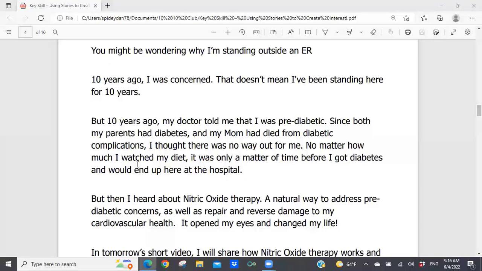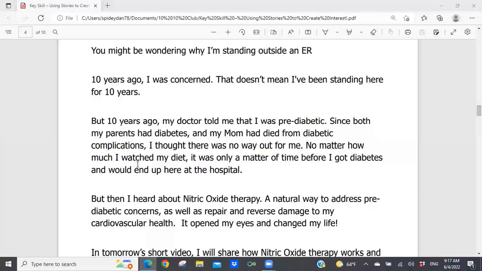And so the information that David's sharing really can be impactful, especially if people are looking for a way so that they don't end up at the hospital like David did. In a story, David shares how his mom died from diabetic complications and how he was headed down the same pathway and again would end up at the hospital. And he plants the seed.